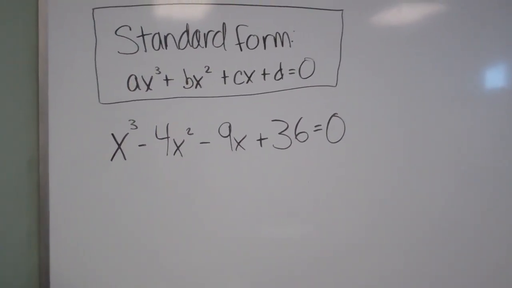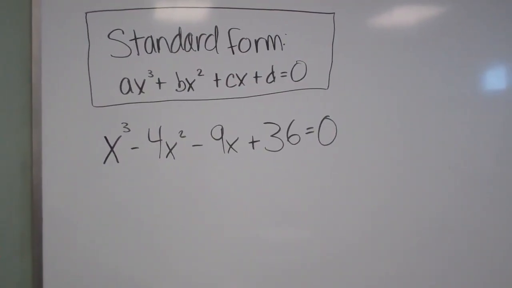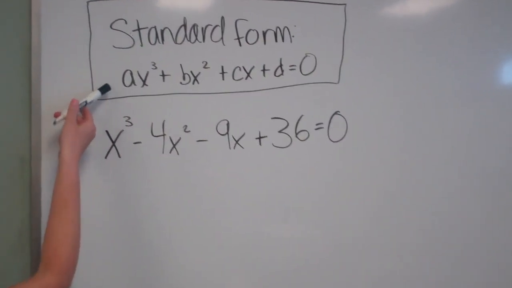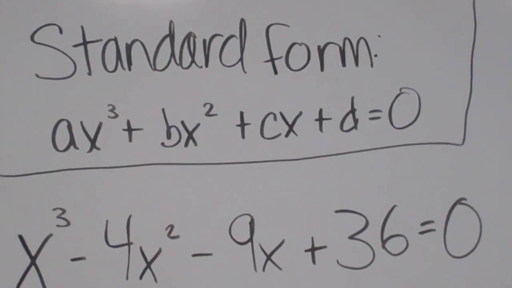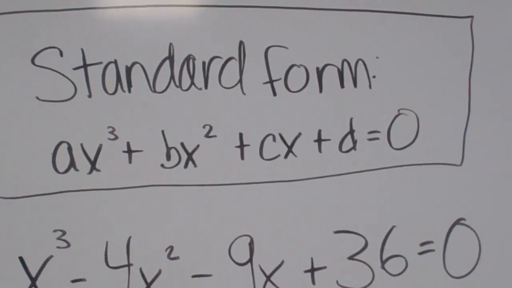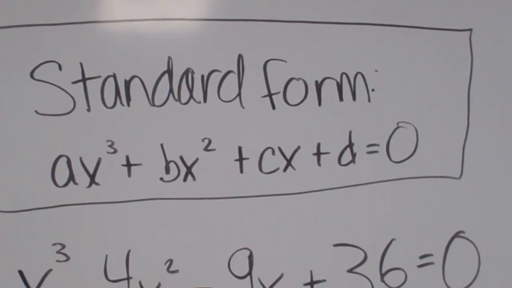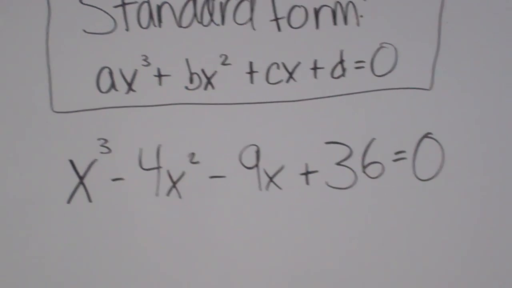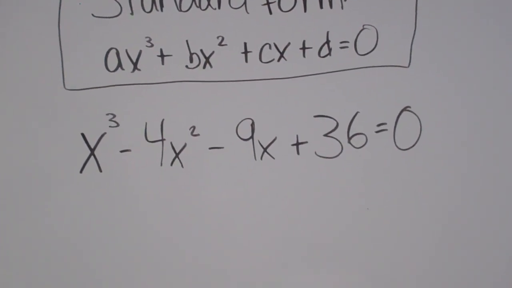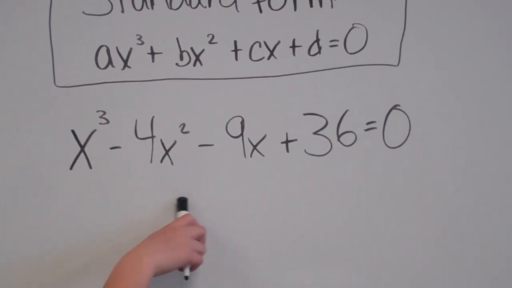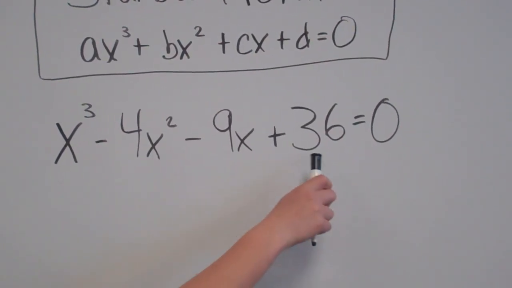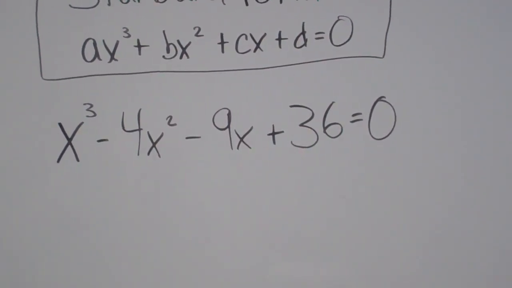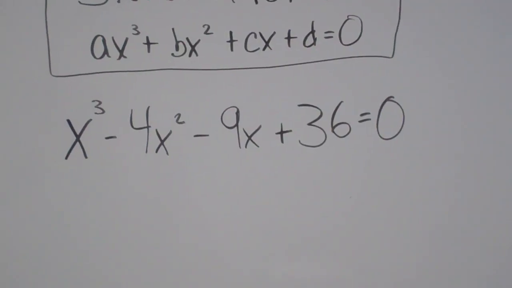And before you start solving any cubic equation, you need to make sure that it's in standard form, which is shown there. So that would be ax cubed plus bx squared plus cx plus d equals 0. So our equation is x cubed minus 4x squared minus 9x plus 36 equals 0. So it's already in standard form, so we can start factoring.